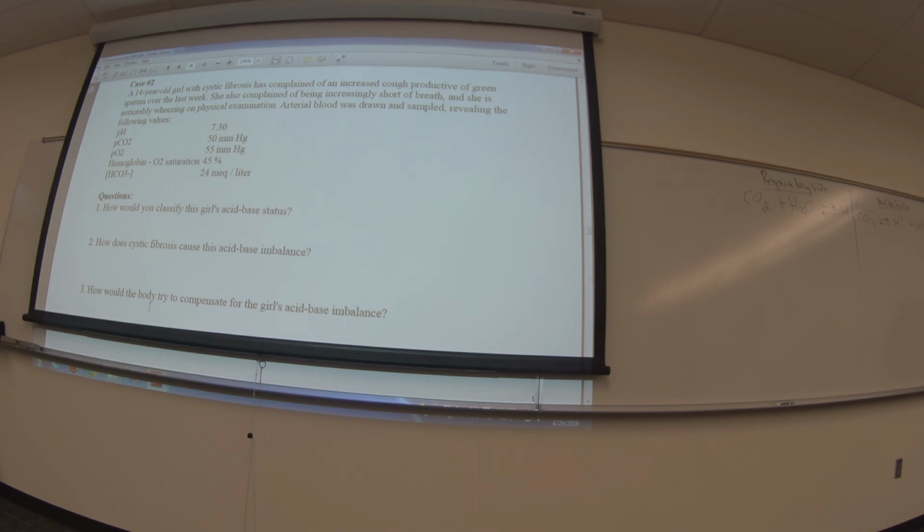CO2 is? 40. 35 to 45. 40, yeah. What's that unit? Yeah, what's the unit? These are millimeters mercury.